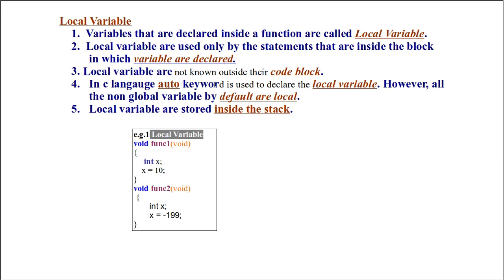In C language, the auto keyword is used to declare a local variable. However, all non-global variables are by default auto local. Makes sense? Local variables are stored inside the stack. This is an example of local variable in fun: int x equal to 10, int x equal to minus 99. Just answer me in the comments what value we will see from these functions.